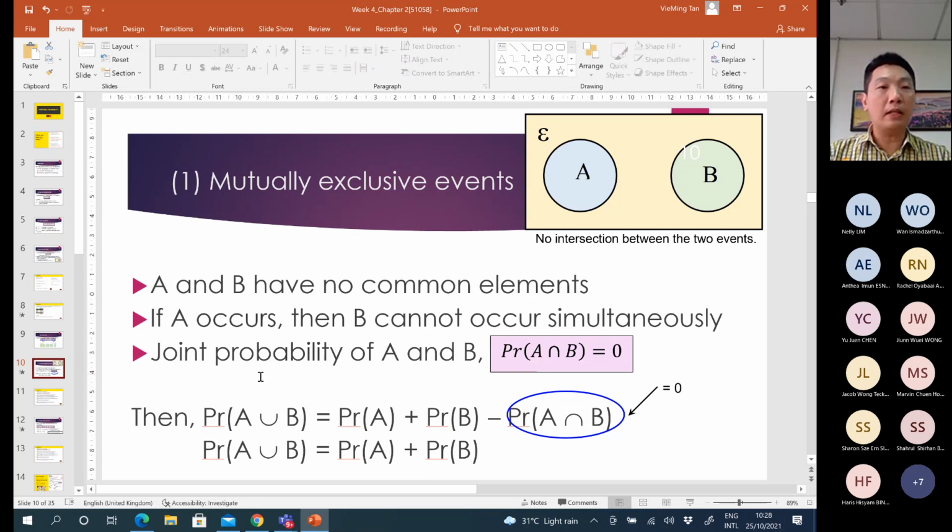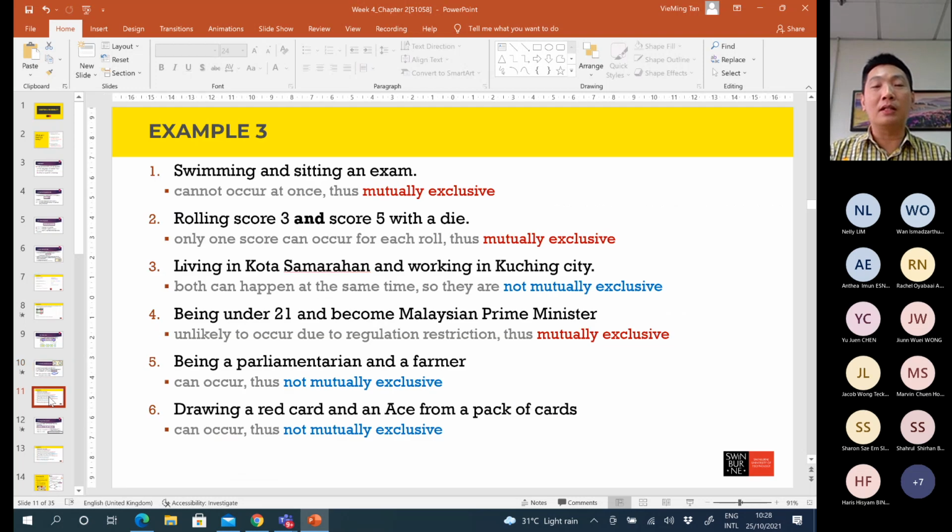So you may ask now, in the real world, how do you know the events are mutually exclusive? Let's try one question here. First example: swimming and sitting an exam. So there are two events. The first event is swimming, the second event is sitting for an exam. Do you think these two activities can be run at the same time? Are you able to swim while answering the questions of an online quiz, test or exam? Can you do these two activities at the same time? What do you think?